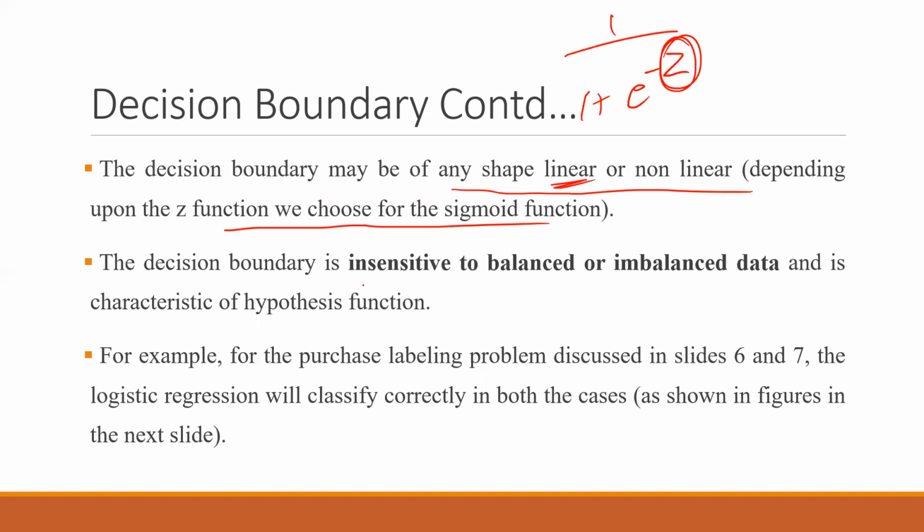And then, the decision boundary is insensitive to balanced or imbalanced data. This is very important. The decision boundary does not care if there is only 1 positive case out of 1,000 and 999 people have a negative case. Those kinds of imbalanced problems are not handled by this decision boundary, and this is the characteristic of the hypothesis function. For example, for the purchase labeling problem discussed in slides 6 and 7, the legislation was classified correctly.